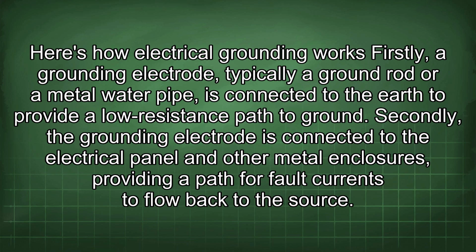Firstly, a grounding electrode, typically a ground rod or a metal water pipe, is connected to the earth to provide a low resistance path to ground. Secondly, the grounding electrode is connected to the electrical panel and other metal enclosures, providing a path for fault currents to flow back to the source.